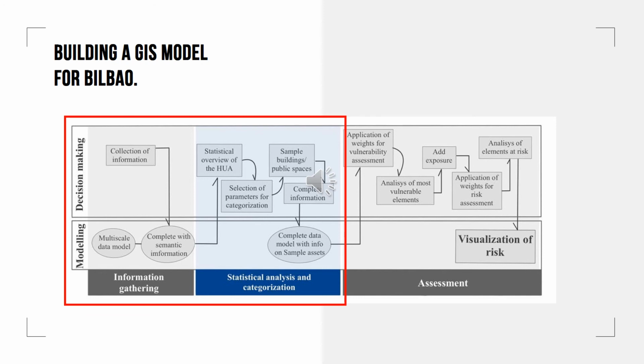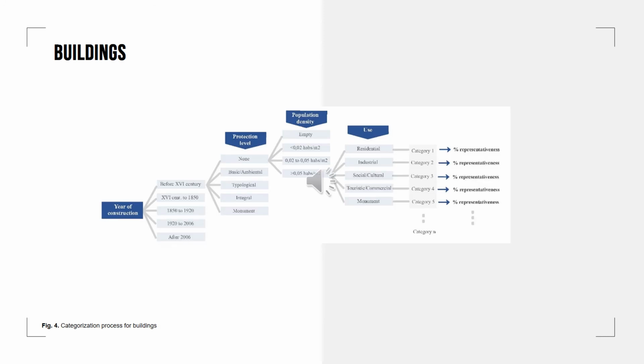As explained in section 2 of this paper, in the workflow shown in this figure, the first step is the collection of information and the building of a multi-scale data model, which in turn provides a statistical overview of the historical area and fits the sample building categorization process explained in section 4 of this paper. The results of this process are divided between buildings and public space following the different aspects mentioned before. As previously mentioned, for the case study of Bilbao, the social and physical characterization has been combined.